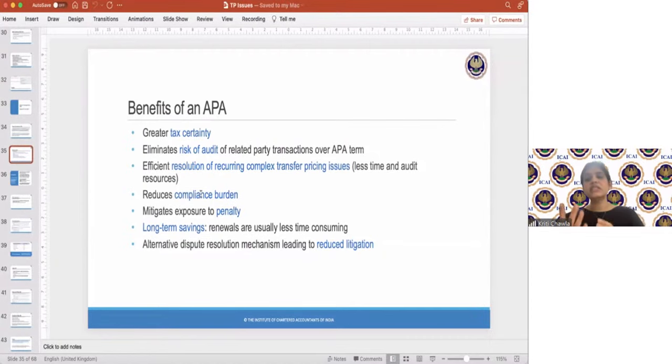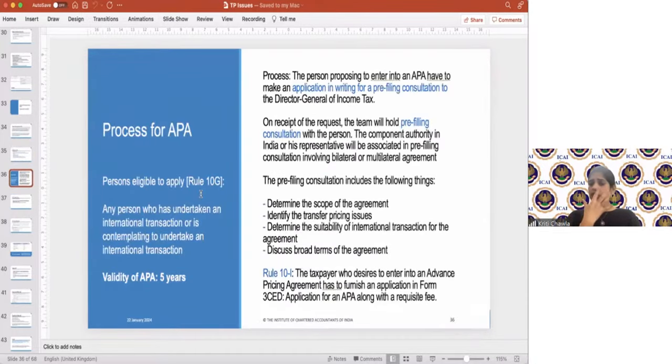Okay, so the point is, how does an APA really exist? What is the process for this entire APA? Well, the first thing is, who's eligible to do this APA? Well, it is obviously some taxpayer who has undertaken an international transaction. They will be taking up an APA.